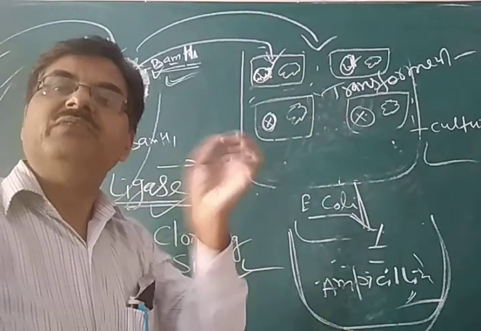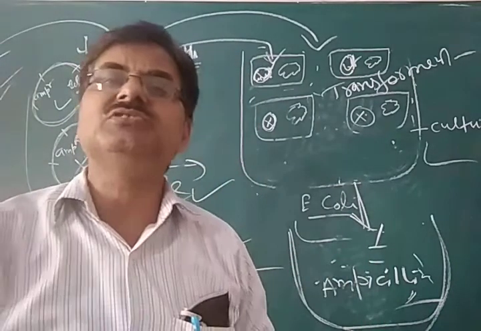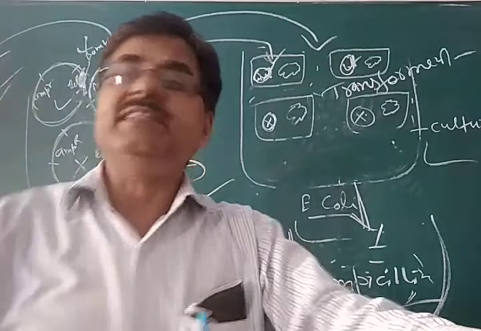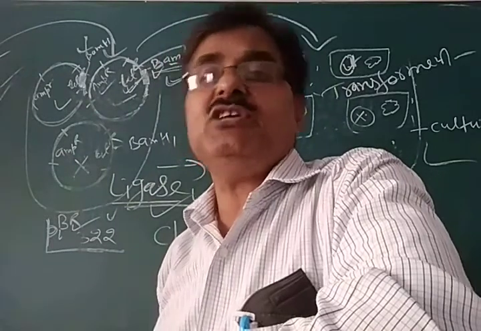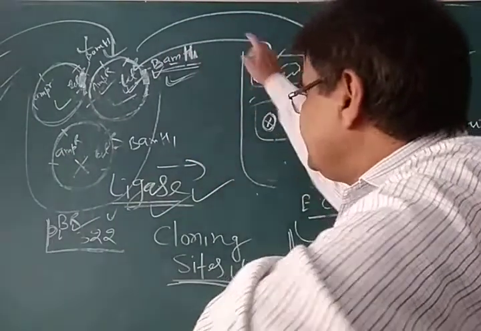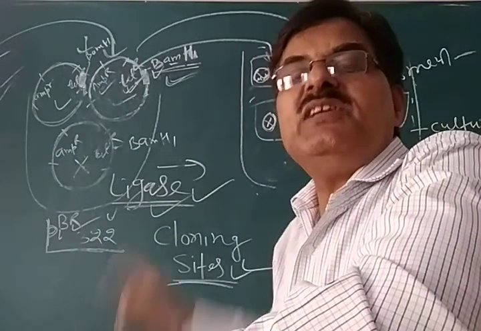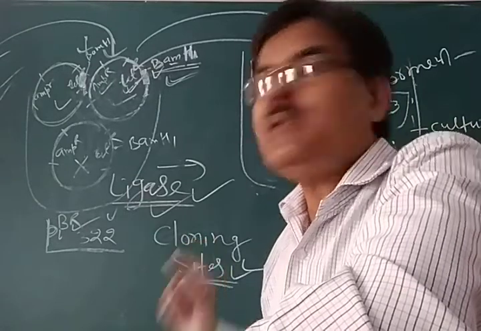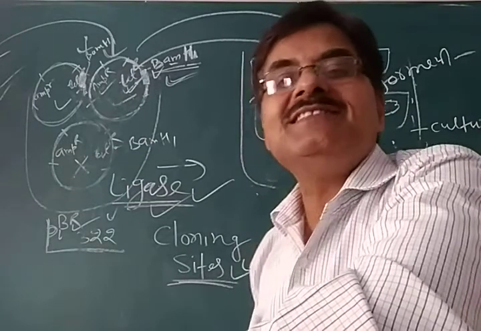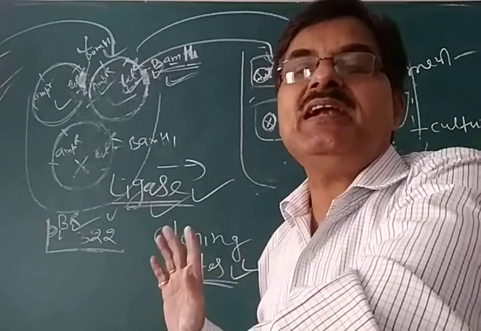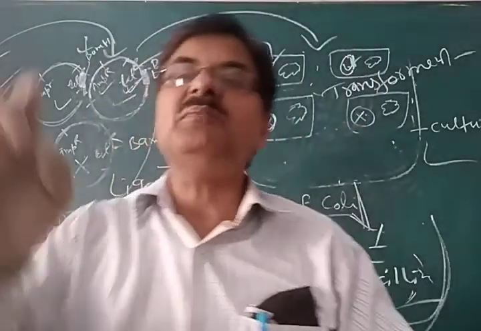In the next video, we will discuss the use of the tetracycline resistance gene, and why two antibiotic resistance genes are used in this cloning vector. The ampicillin resistance gene is used to differentiate transformant and non-transformant, and the tetracycline resistance gene is used to differentiate recombinant from non-recombinant. In the next video, we will discuss how it helps to differentiate recombinant from non-recombinant.